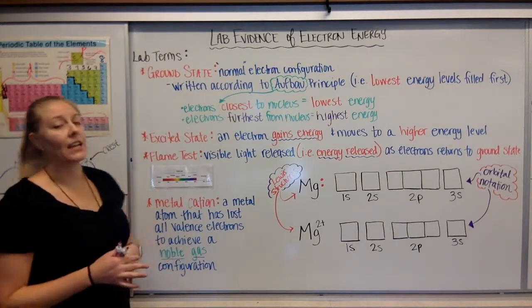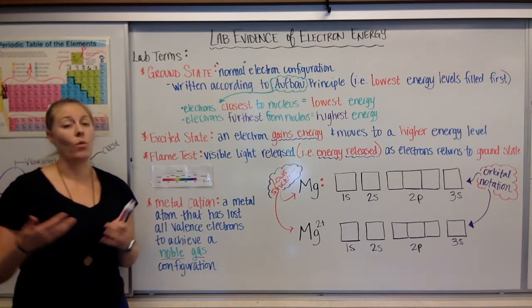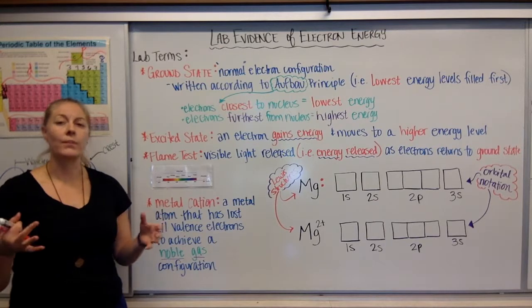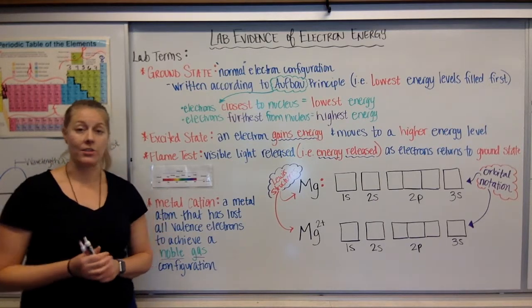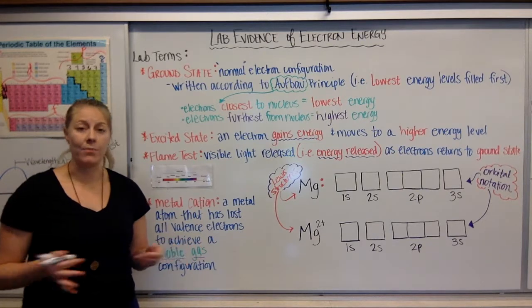The ground state of electrons. These are the electron configurations that we've been writing up until now: 1s2, 2s2, 2p6, all of that. We've been looking at ground state configurations, which are written according to Aufbau's principle, right?